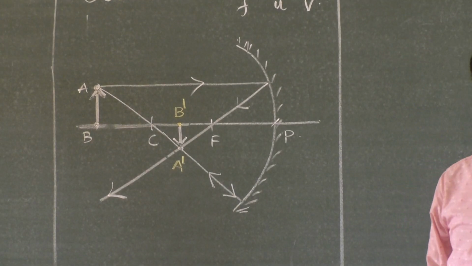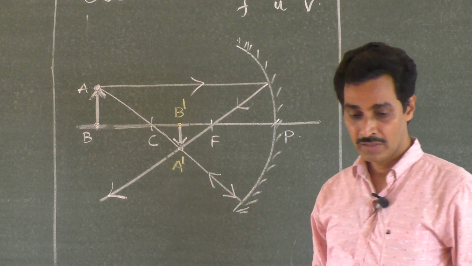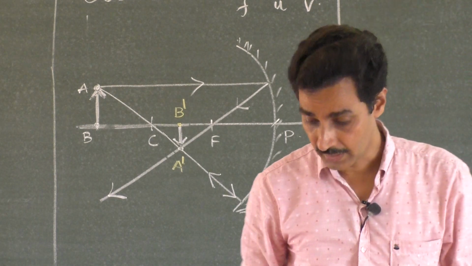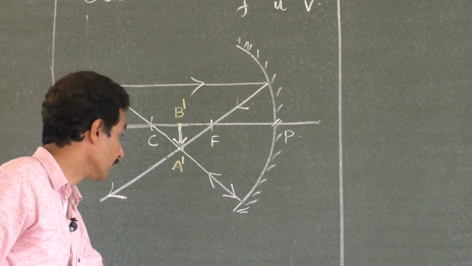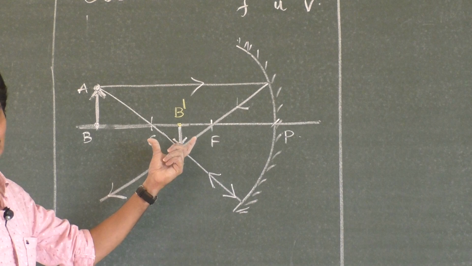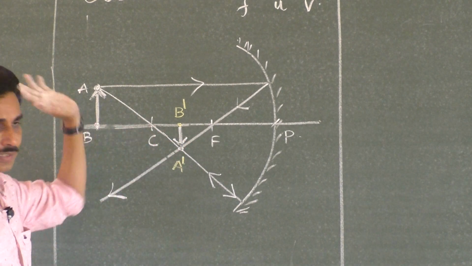Why do you call it real, sir? Because rays of light are really meeting here, right? You really met your friend and you are really recalling the things. And so this is the inverted real image formed. And you see here, when the object is beyond the center, the image is formed between F and C, focus and center, diminished, real and inverted.